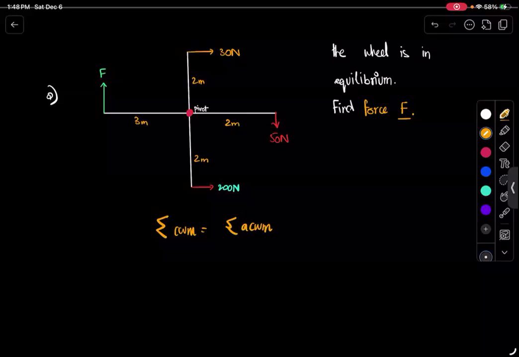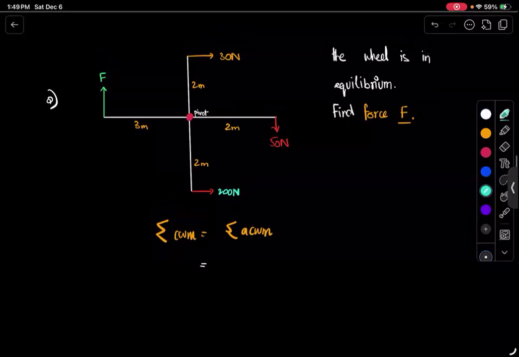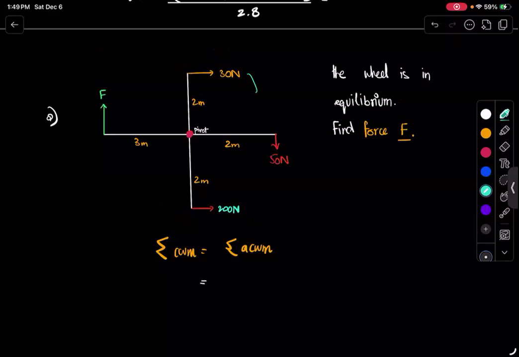Yes, what did the value come out to? 80 Newton. Okay, let's check it out. You just have to identify which force is going to make the wheel turn clockwise or anti-clockwise. So this is going to turn the wheel clockwise. This is also going to turn the wheel clockwise. But this force is in the other direction. It's going to make your wheel turn anti-clockwise. And this is probably going to turn the wheel clockwise as well.